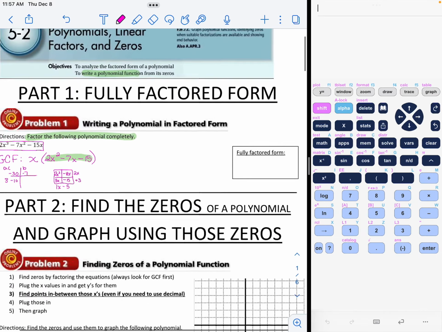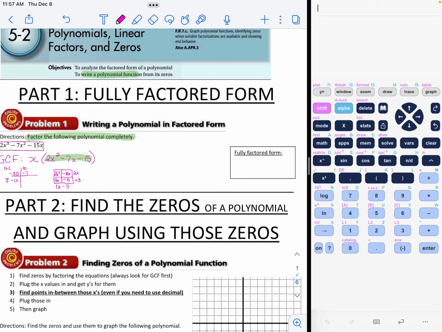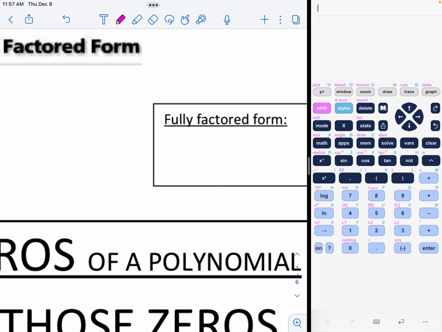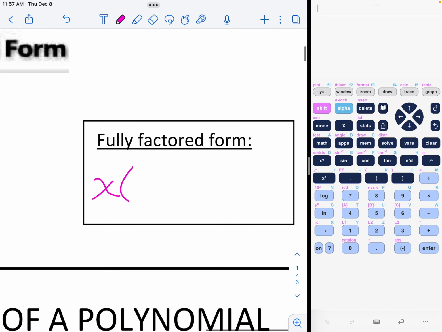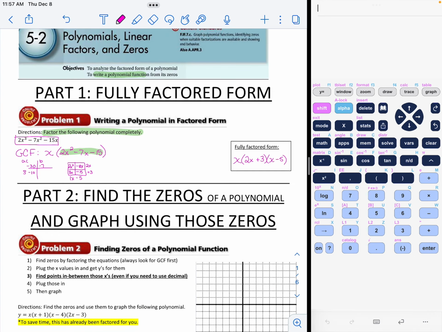So for fully factored form, I will have an x on the outside. I will have a 2x plus 3. And I'm going to have an x take away 5. And let's check that out. That looks good. Just double checking negative 10, positive 3, negative 15, looking good. So fully factored form, it has 3 factors. The first factor is x, then 2x plus 3, then x minus 5.